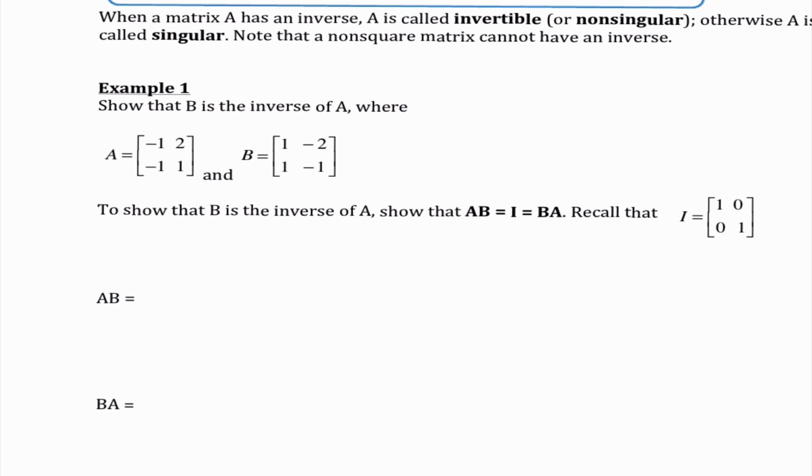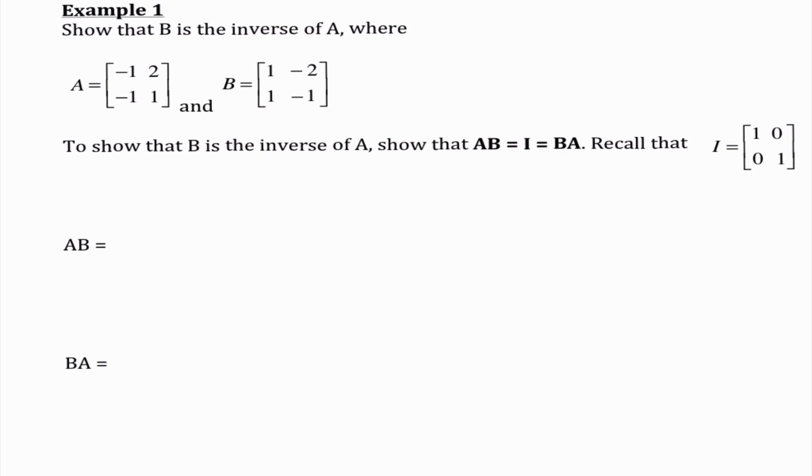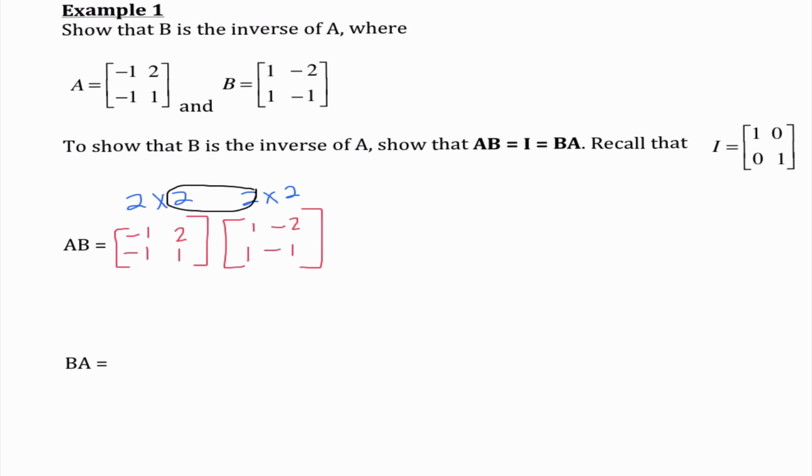So we're going to start here. It says we need to show that B is the inverse of A. So to show that B is the inverse of A, we need to show that A times B is I and B times A is also I, because we need to show that it works both ways. So to do A times B first, that's -1, -1, 2, 1 times B, which is 1, 1, -2, -1. Notice I have a 2 by 2 and a 2 by 2. Since these numbers are the same, we know that we can go ahead and do this.